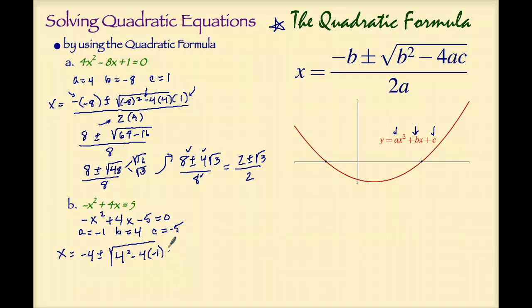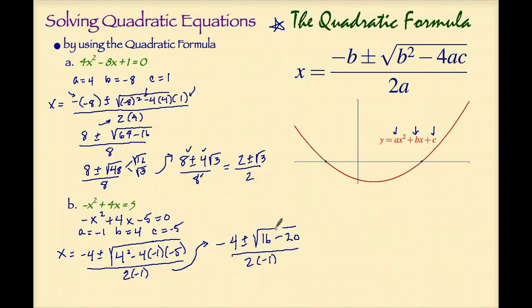The formula says that we will take -4 plus or minus the square root of 4 squared minus 4 times a times c, never make that radical sign long enough, over 2 times negative 1. Let's go ahead and continue simplifying and make sure we avoid careless errors. Negative 4 plus or minus, underneath the radical, we're going to have 4 squared, which is 16. And since there are 3 negative signs, this will be minus 20 over 2 times a negative 1.